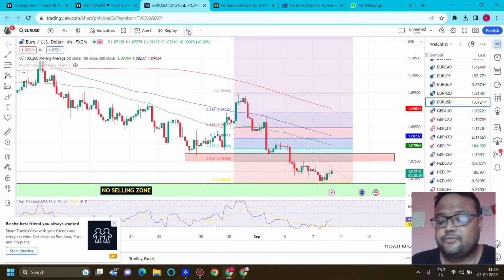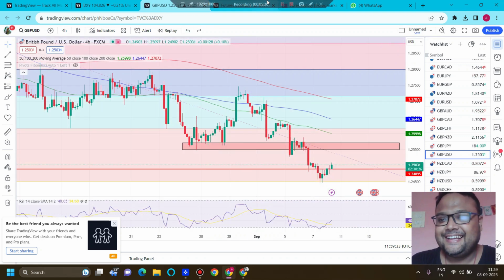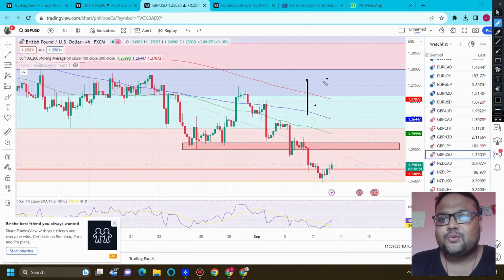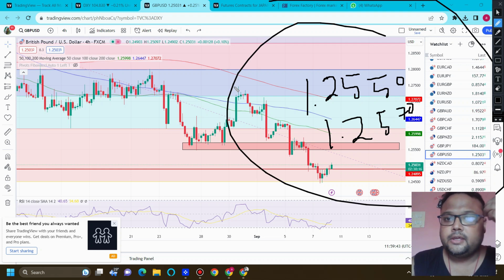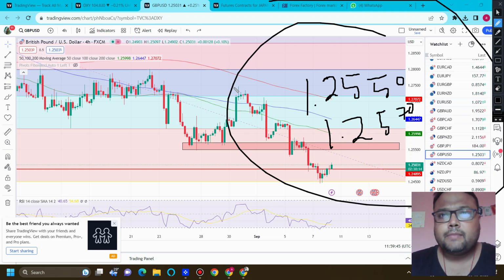Oh, sorry, I shifted accidentally to Euro USD. Here also, the range is 1.2550 to 1.2570. This is the seller's zone on the chart of GBP USD. During the day, if the market recovers, observe the market around this area because of previous support around this area.